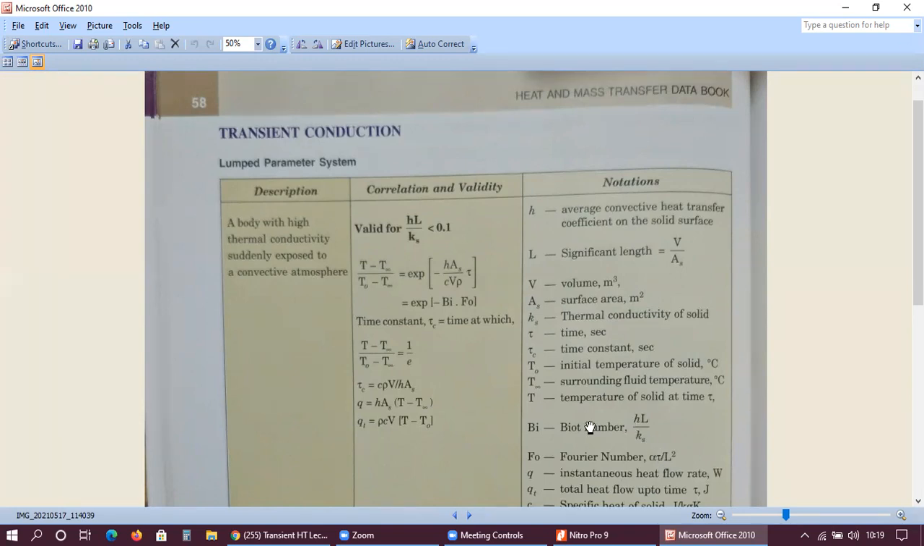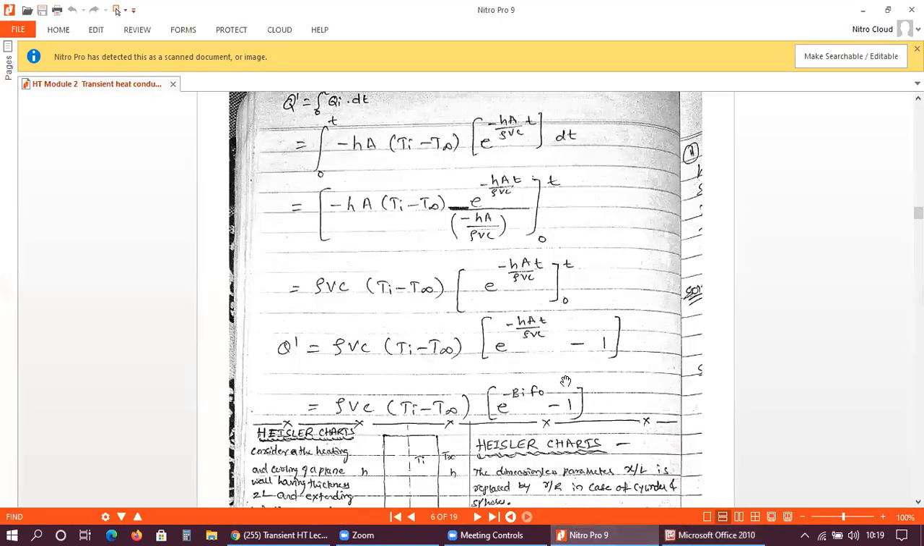As I told you, this is the expression for Biot number, hL by ks, and this is the expression for Fourier number. There are three parts of the derivation, part A, part B, part C. So three-part derivations are there, and this is the only one derivation. It is there in your external also.